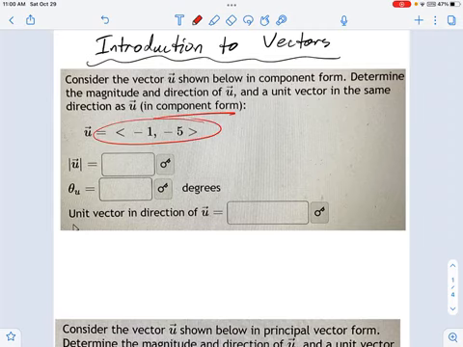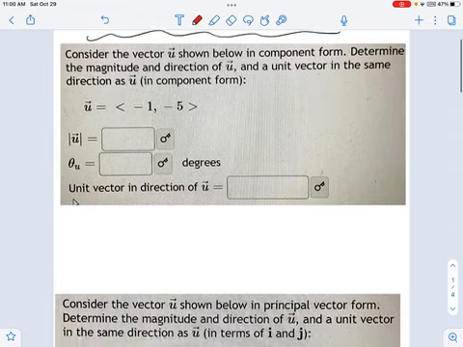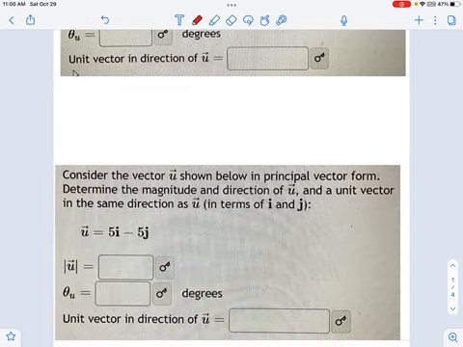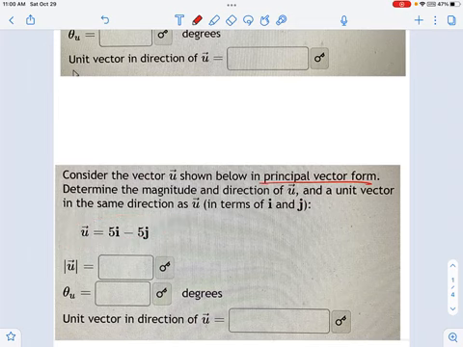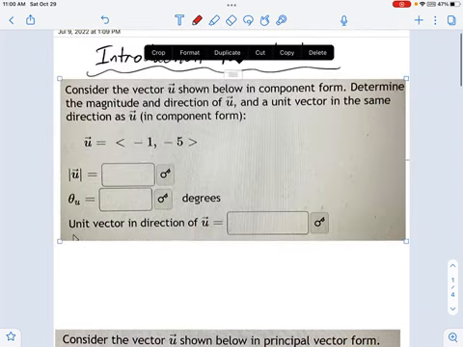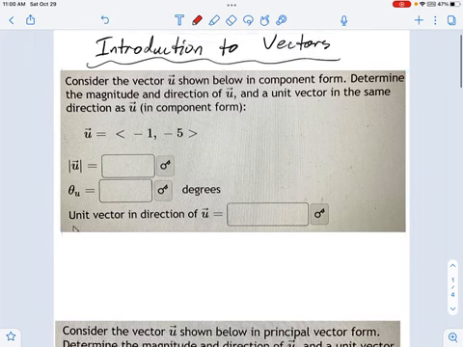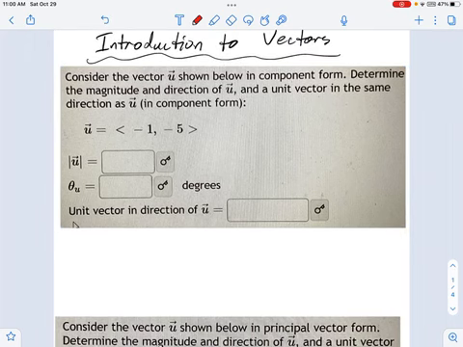Okay, this is component form with those weird bracket things. And I'll do an example in a minute or two where it's in principal vector form, right, with the i and j principal vectors. We'll get to that one in a bit. First, this one. So here's my vector, u equals bracket -1, comma -5. And we're going to figure out the magnitude of this.